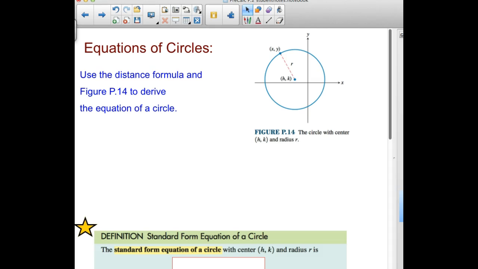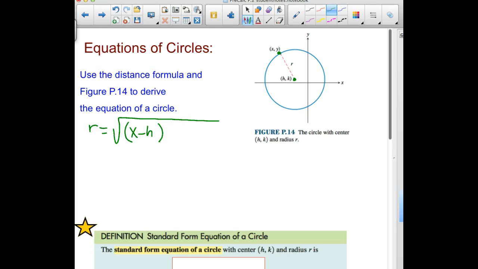All right. Next topic, being able to know and use equations for circles. It says use the distance formula and the figure to derive the equation for a circle. So our value for r is the distance between this point and this point. Okay? So we have r equals our distance formula. We are going to subtract our x's, so x minus h squared, plus, now we need to subtract our y values, y minus k squared.